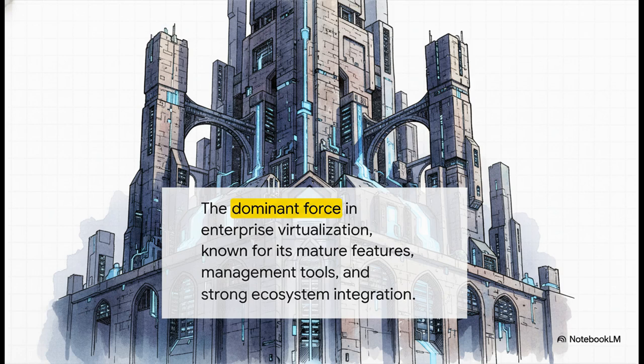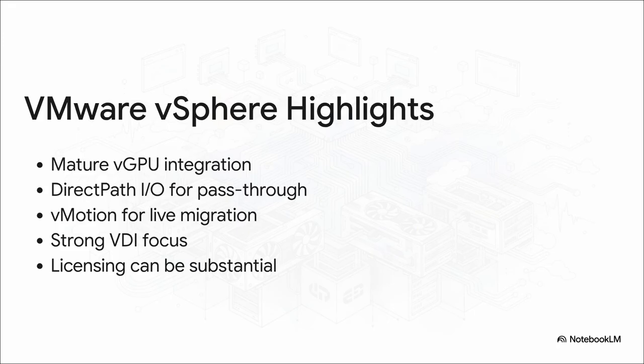First up, the one you were probably expecting, VMware vSphere. I mean, it's often seen as the heavyweight champion of enterprise virtualization, and for some pretty good reasons. The big story with vSphere is maturity. I'm talking about features like vMotion that let you live migrate a running GPU-powered VM. That's huge, and it's all deeply integrated into vCenter, which makes it a beast for enterprise VDI. Now, the trade-off, as you can see here, is the cost. All that enterprise polish and power comes with a pretty hefty price tag.